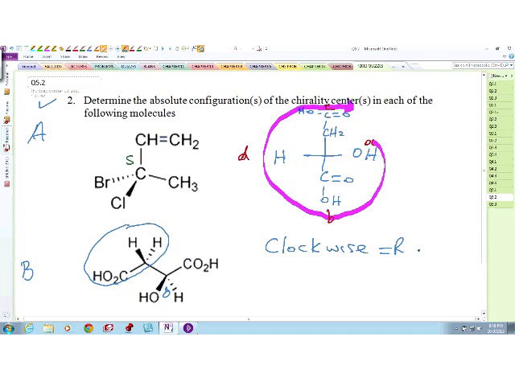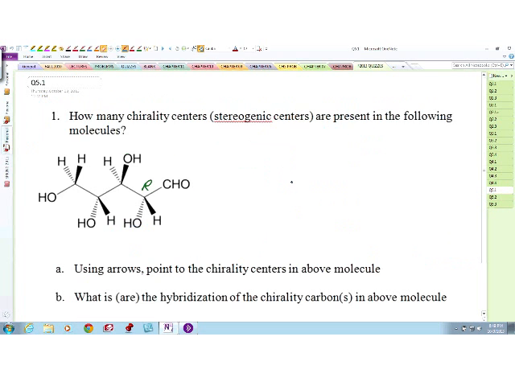Okay, do we need to make a switch? Yes. So we switch, which is S. So that means this here is S. Absolute configuration of that carbon is S. Okay? Are you all following that? Okay, so let us go to the last one.